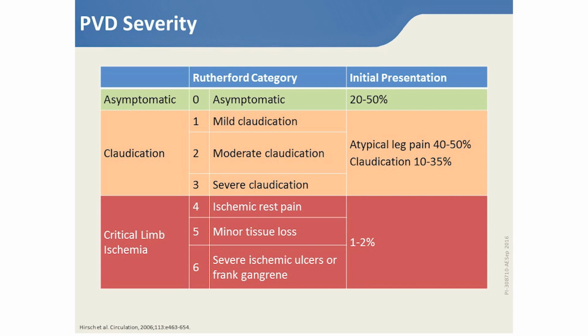Finally, the most advanced clinical group and those who perform the worst are patients affected by critical limb ischemia. They will present with either ischemic rest pain, minor tissue loss, or severe tissue loss, including ischemic ulcers and frank gangrene, and approximately 1 to 2% of patients presenting with peripheral vascular disease will belong to that unfortunate group.